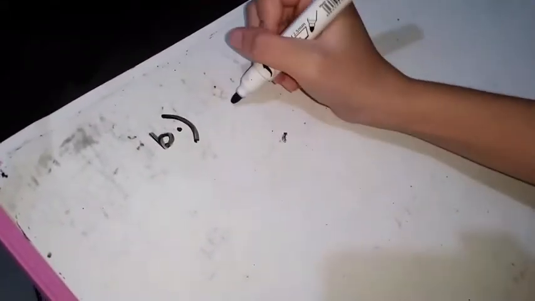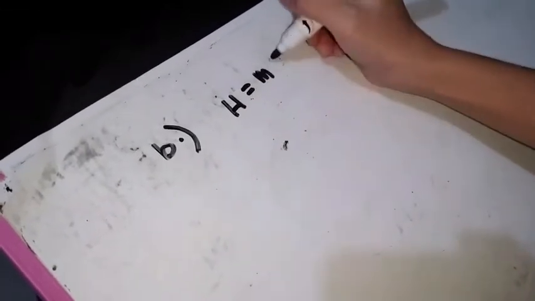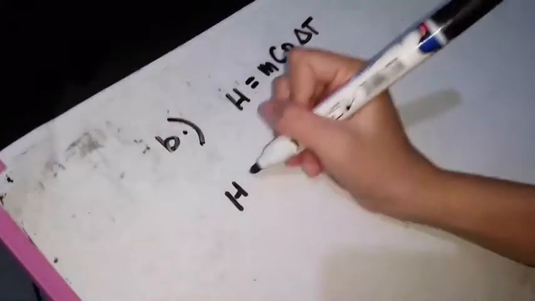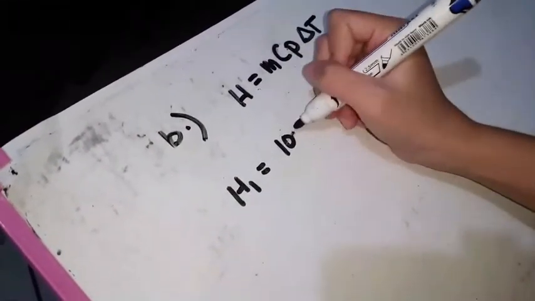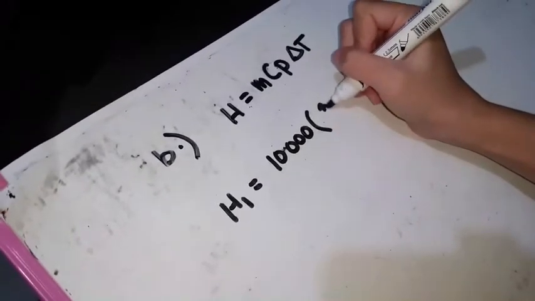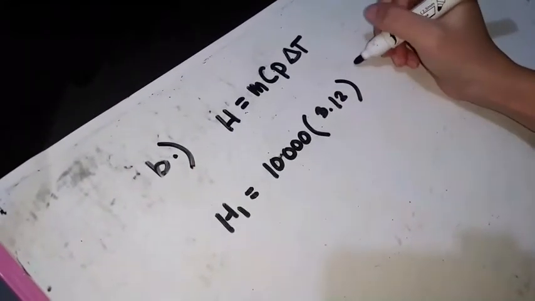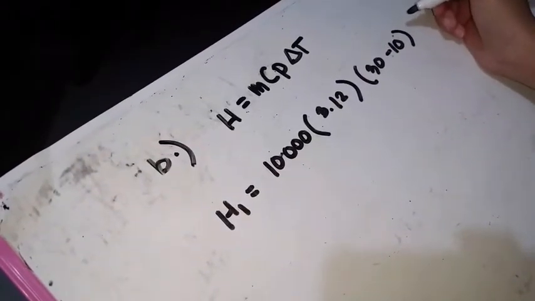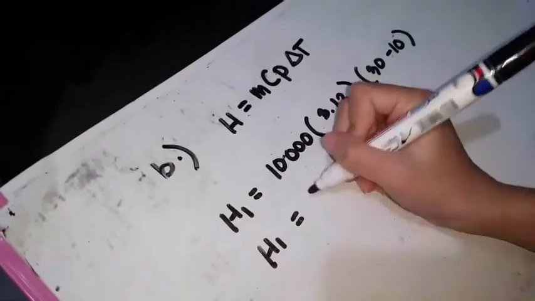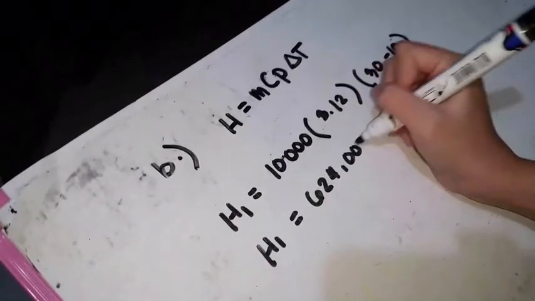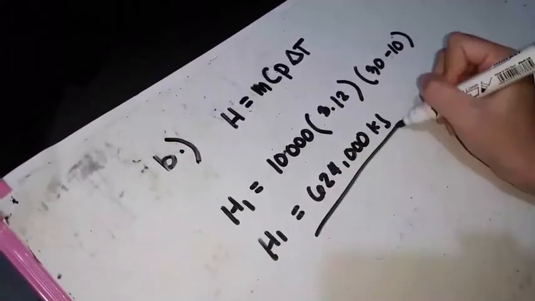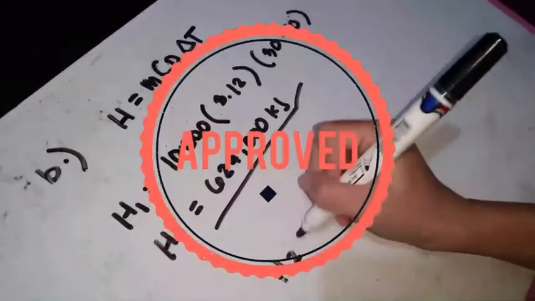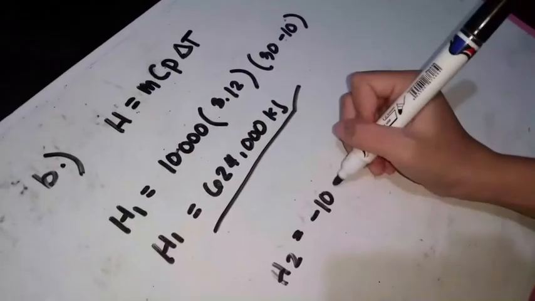To solve for the heat, we must use the formula H = m Cp ΔT, where m stands for mass, Cp for heat capacity, and ΔT for change in temperature. For H1, we plug in the values in the feed, so we have 10,000 kilograms, given the specific heat of 3.12 and the temperature of 30 minus 10 degrees Celsius. So solving H1, we have 624,000 kilojoules.